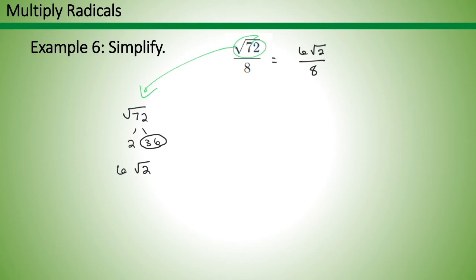Now this 6 is on the outside and 8 is on the outside as well, so now they can be simplified. Both of those things can be divided by 2. So this is going to become 3 root 2 over 4. This right here is our final answer.